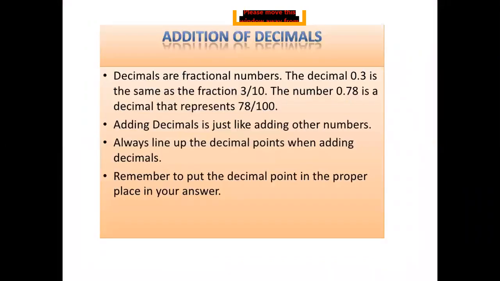What is addition of decimals? Decimals are fractional numbers. The decimal 0.3 is same as the fraction 3 by 10. 0.78 is a decimal that represents 78 by 100.